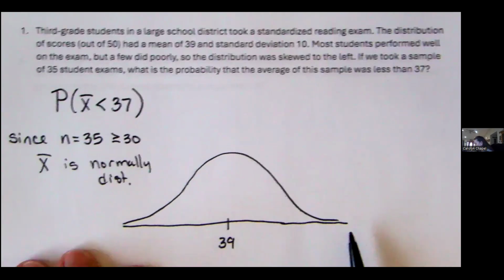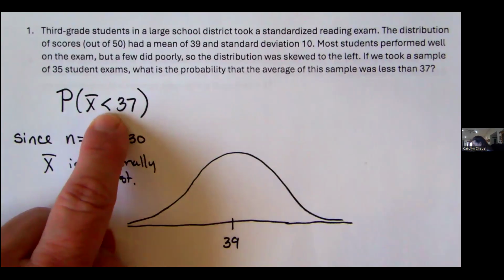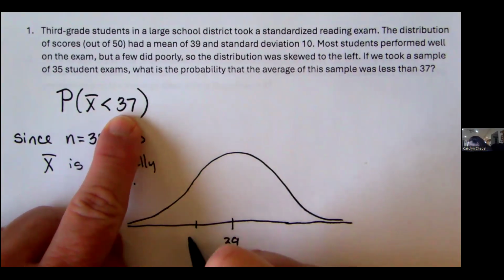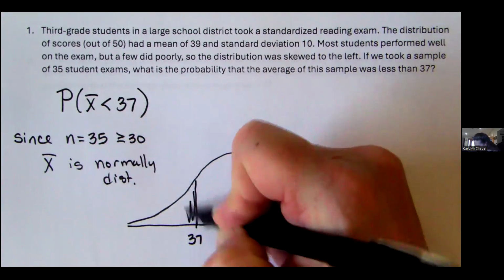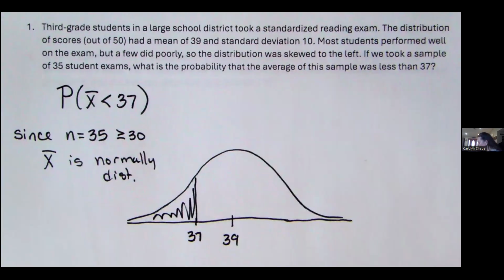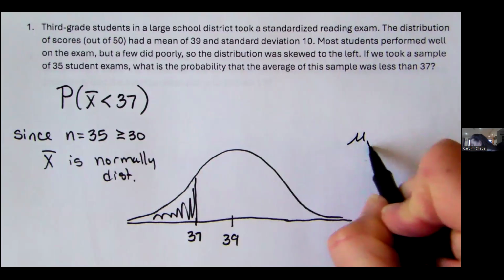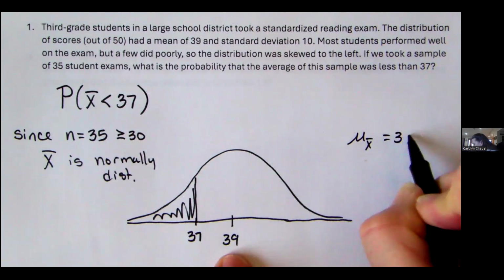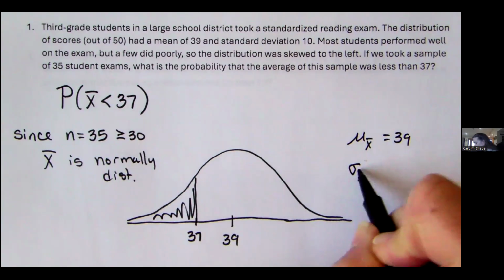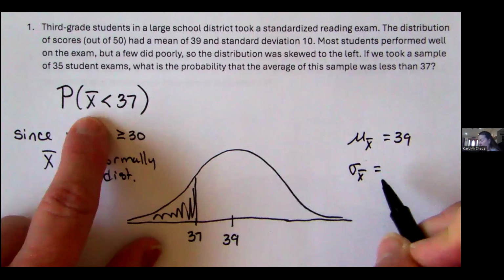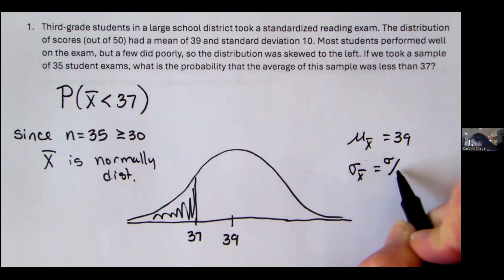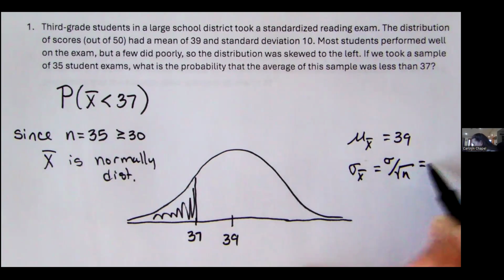And I want to know what is the probability that my X bar is less than 37. So 37 being down here, we want to know less than. The thing I also have to remember is the mean of my X bar is my 39. But I also need to know that the standard error, or the standard deviation of what I'm looking at, X bar, is sigma over the square root of n. And in this case, it would be 10 over the square root of 35.